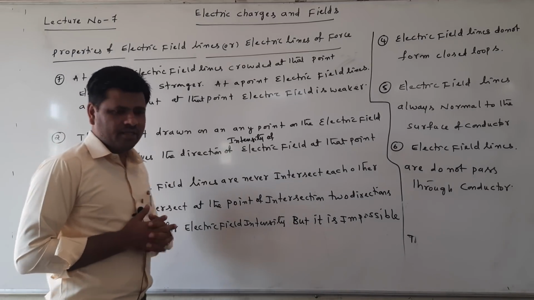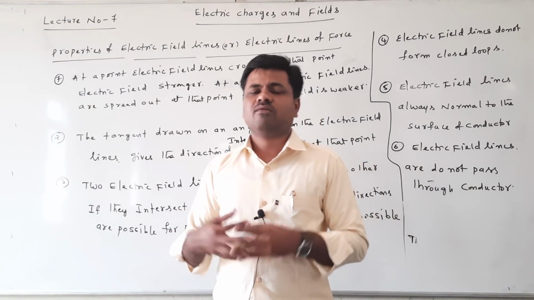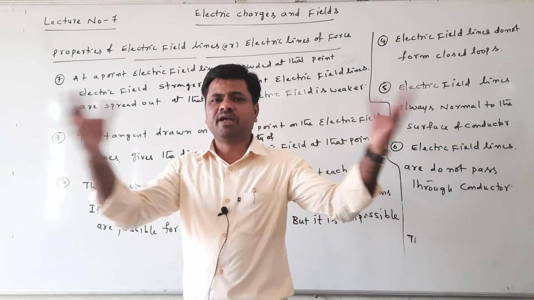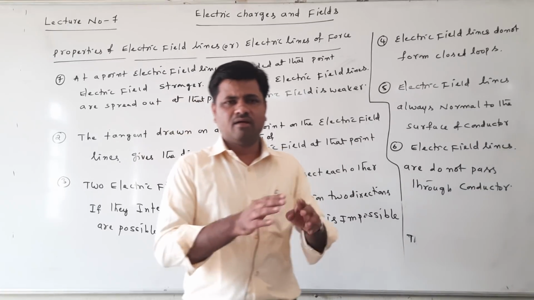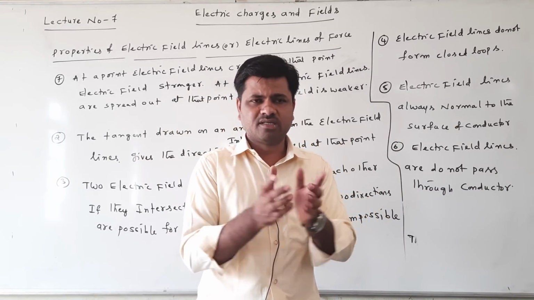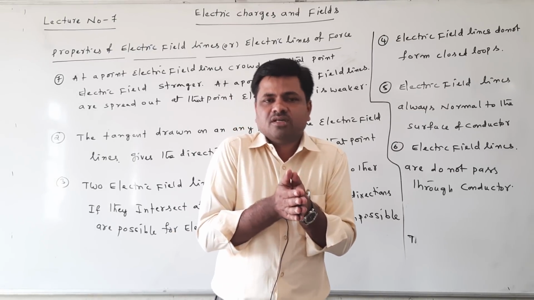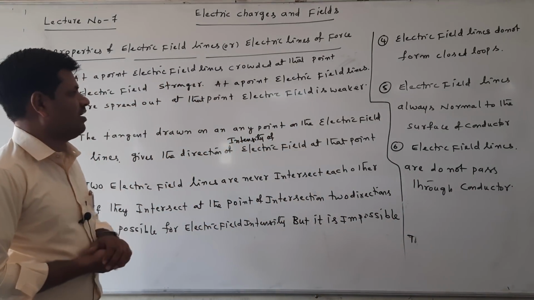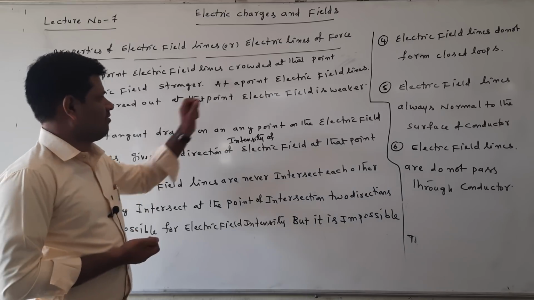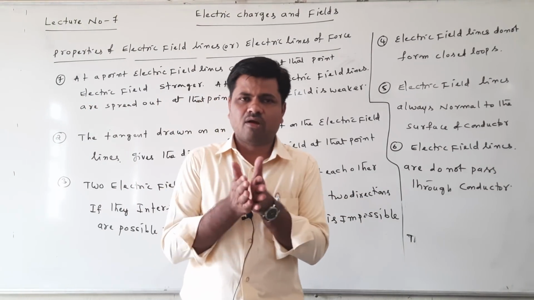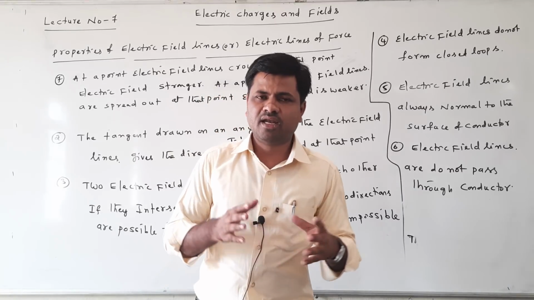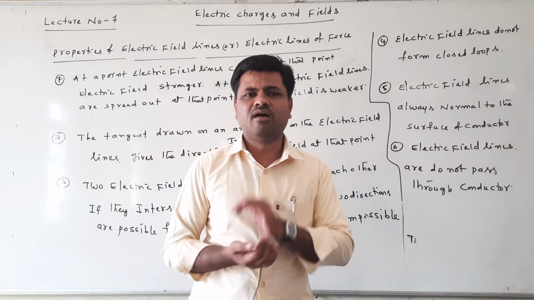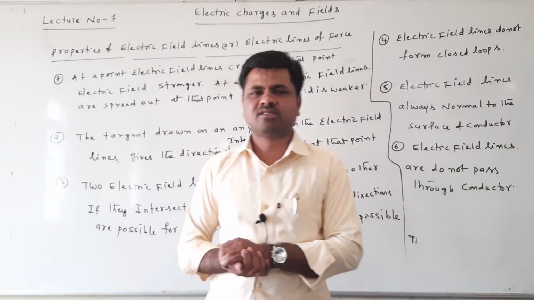Right. Now, at a certain point where the electric field lines are crowded, the electric field intensity is stronger. If the electric field lines are spread out, they are not crowded, not close to each other. When they are not close to each other, at that point the electric field is weaker. When the electric field lines are crowded, the electric field is stronger; when they are spread out, the electric field is weaker. These are the main important properties of electric field lines. Okay, thank you.